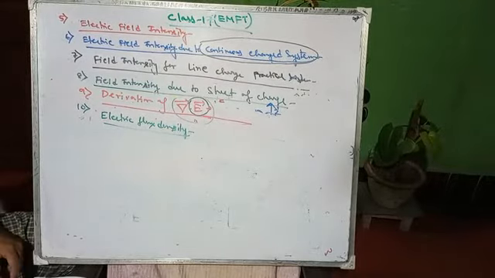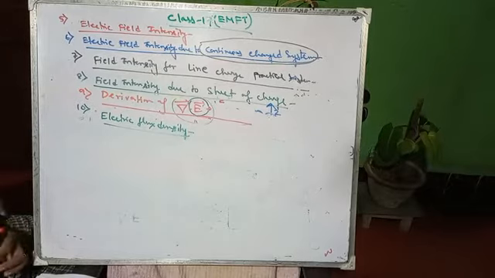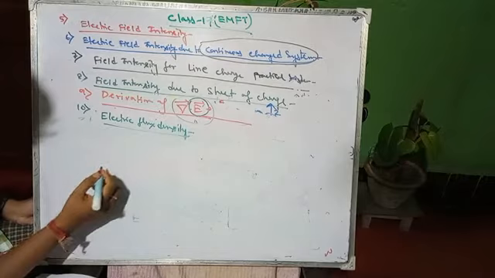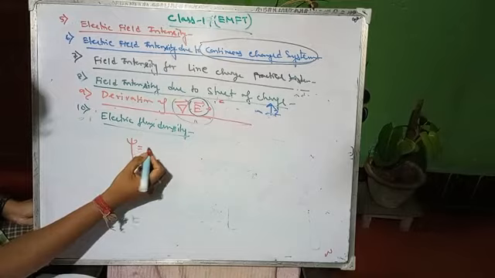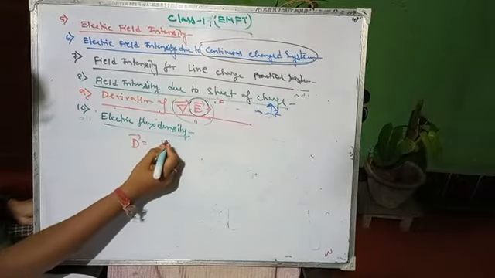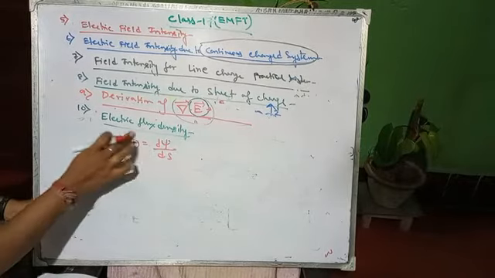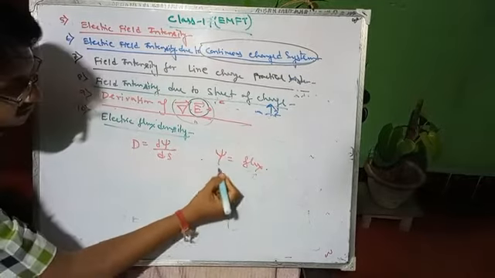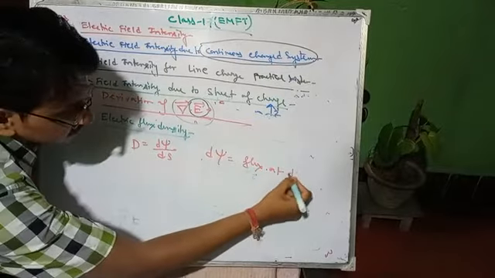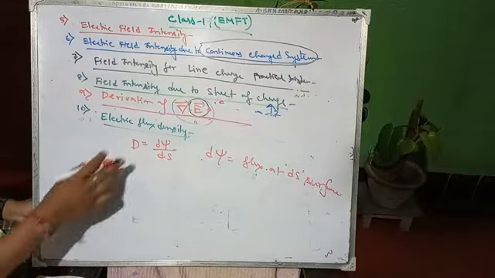Write: electric flux density is the amount of flux per unit surface, that is, D equals d psi by ds. So the D vector, or D only, equals d psi by ds. The psi represents the flux and d psi represents the flux at the ds surface.